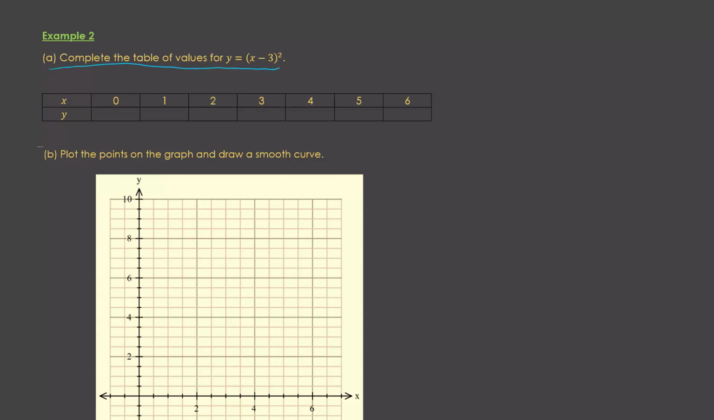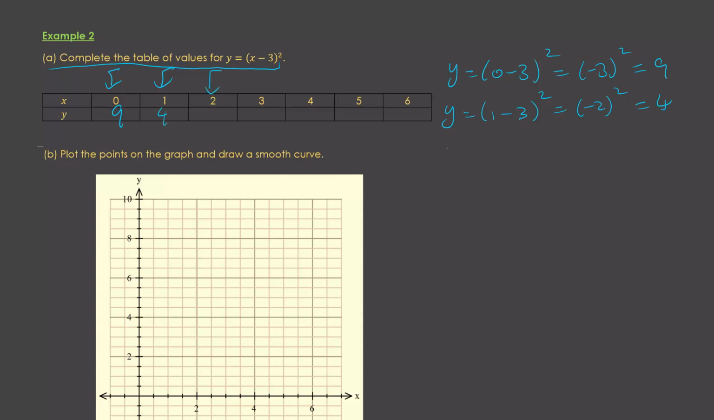Complete the table of values for y is x minus 3 all squared. So if we start with x equals 0, y is equal to 0 minus 3 all squared, which is negative 3 squared, which is 9. When x is 1, it's going to be 1 take away 3 squared, which is negative 2 squared, which is 4.